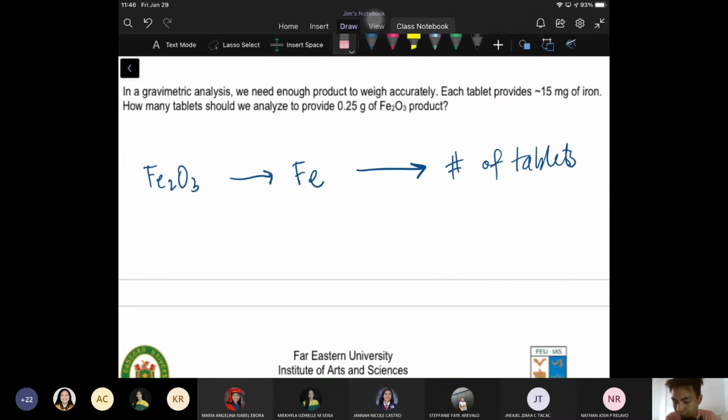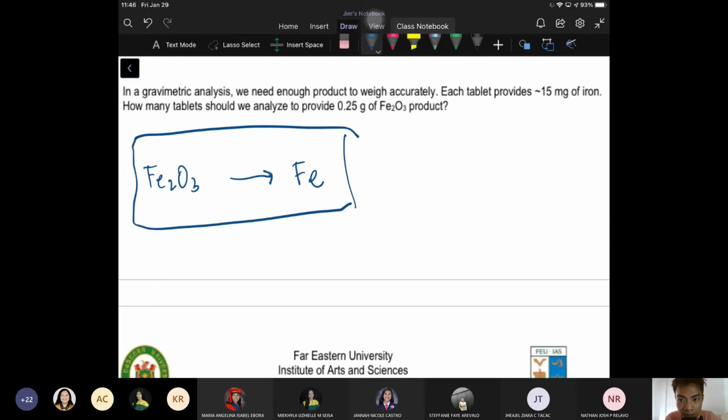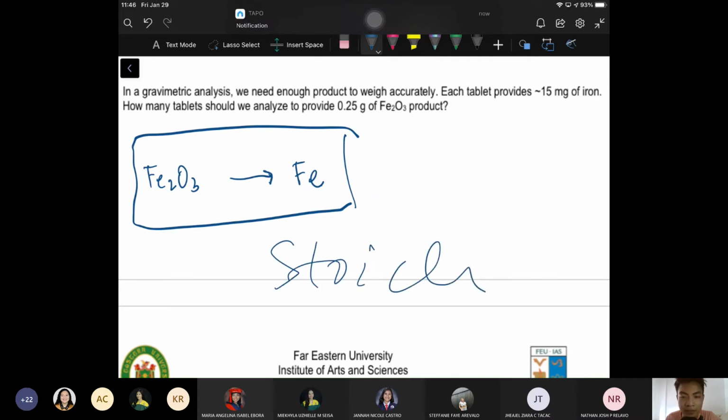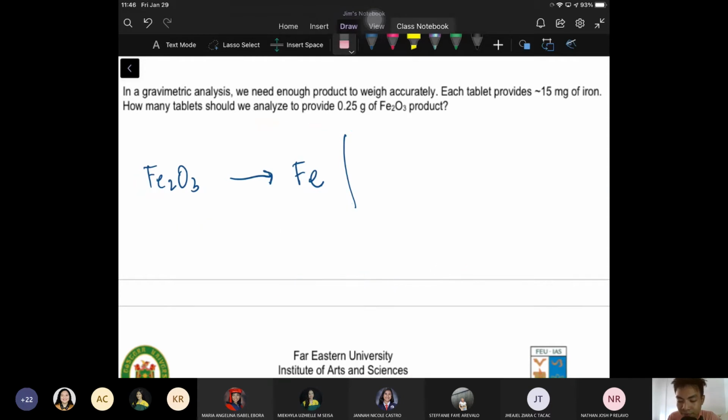Ito yung question natin. How are we going to convert iron 3 oxide to iron? Sagot ay Stoich. Stoichiometry tayo. So, paano yung workflow sa stoichiometry? Kung naalala nyo pa. So, paano yung workflow? You start with the mass of your iron 3 oxide.